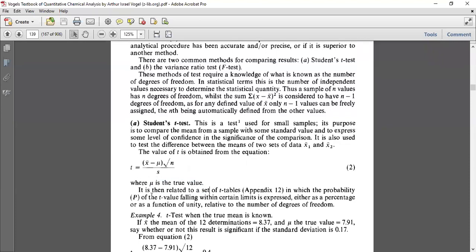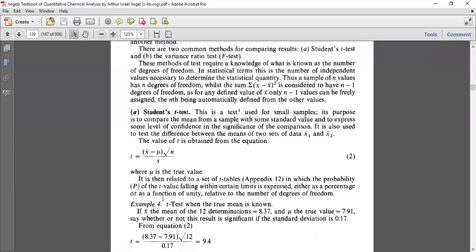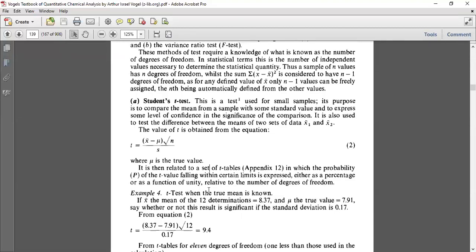And here you will get the t value ready-made in a problem. For example, in a book they have mentioned you have to refer to appendix 12 or the t table. But here in a problem you will get the t value. Read this problem now. T-test when the true mean is known.